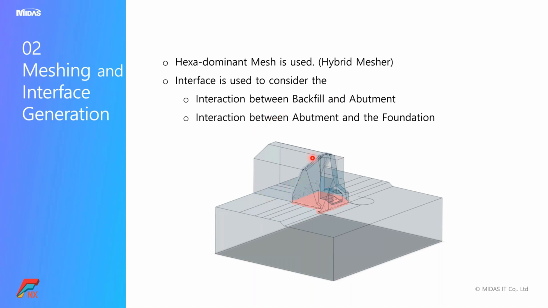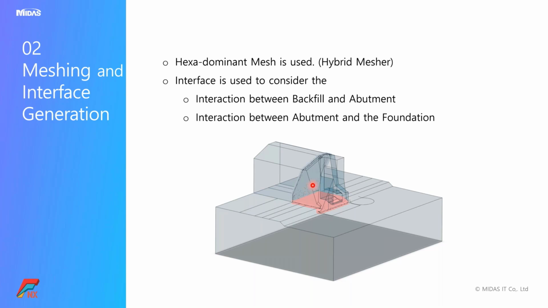So hence, between the abutment and the backfill, an interface has been applied. Similarly, an interface has been applied between the abutment and the foundation. The reason for applying the interface is, let's say if the interface is not provided, then the abutment and foundation will be in rigid contact, and the backfill will be in rigid contact with the abutment. So in whichever way the abutment is moving, the backfill will move in that way. Similarly, in whichever way the foundation is moving, the abutment will move in that way.